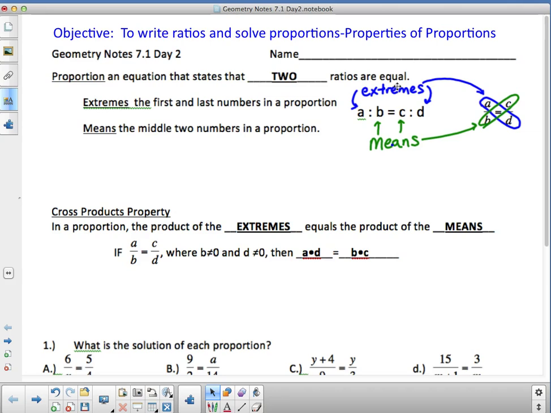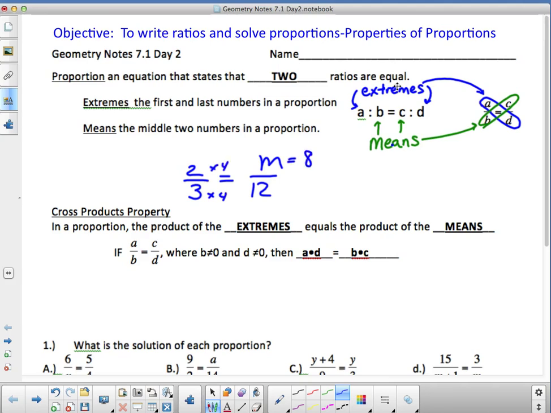Okay, now in a proportion, the product of the extremes equals the product of the means. I want you to keep in mind that you could solve a proportion that way, and it totally works. But most proportions aren't easy to solve just looking at it. But what do I multiply 3 by to get to 12? I could use equivalent fractions. So times 4.